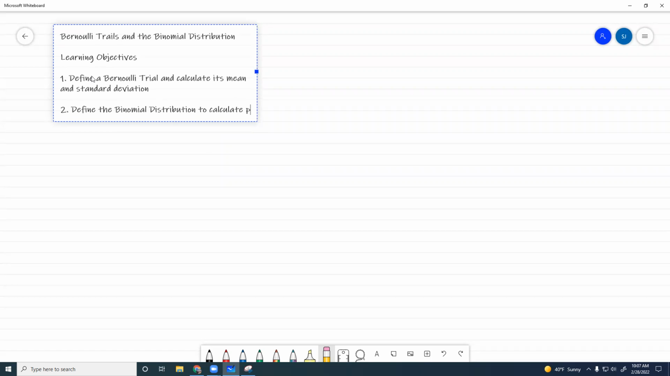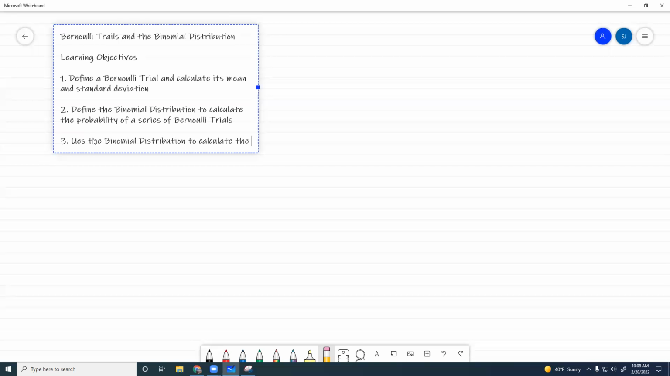To calculate the probability of a series of Bernoulli trials, and then we'll use the binomial distribution to calculate the probability of a series of binary outcomes over many trials.